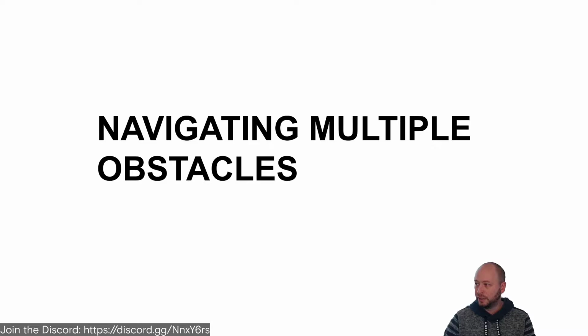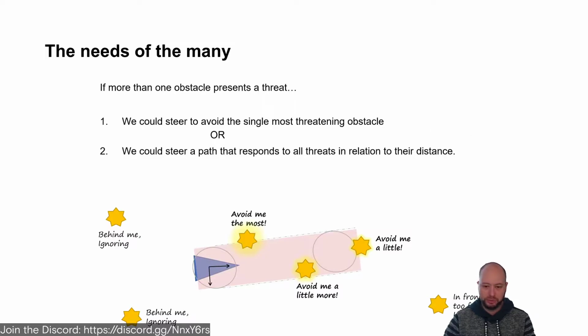Let's talk about navigating multiple obstacles, which I kind of talked a little bit about already. But in this case, we can treat the situation like you've got these objects in front of us, but some of them are too far away to even care about. A couple of things are behind us, so we don't really care because we're going in a different direction. There's no chance we'll ever hit it.